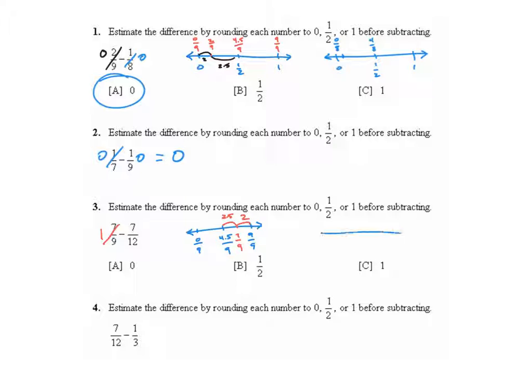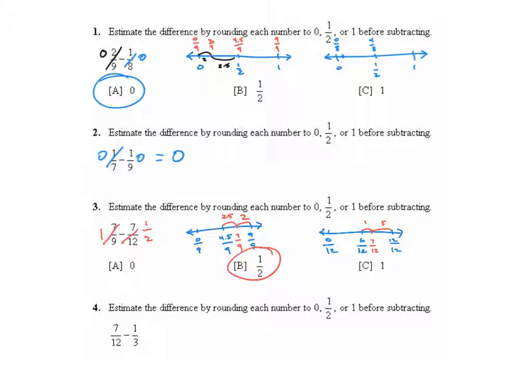Same thing with 7/12. Here is 0/12, or 0. Here's 12/12, or 1 whole. And here's 6/12, or 1/2. 7/12 is somewhere right about here. It is only 1/12 away from 6/12, but it's 5/12 away from 1 whole. So it's going to round to 1/2. 1 minus 1/2 is 1/2.